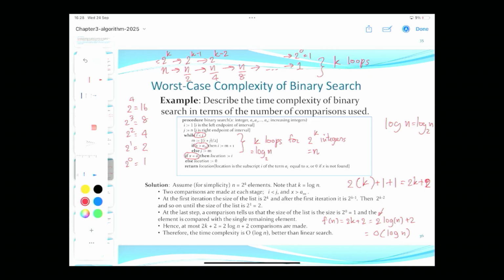So that means we approximate the function f(n). We find the big O, that is log n, which we know is less than n, right? So that means this algorithm is less complex than the linear search. That's a binary search. Fewer comparisons, more efficient, faster to solve the problem.